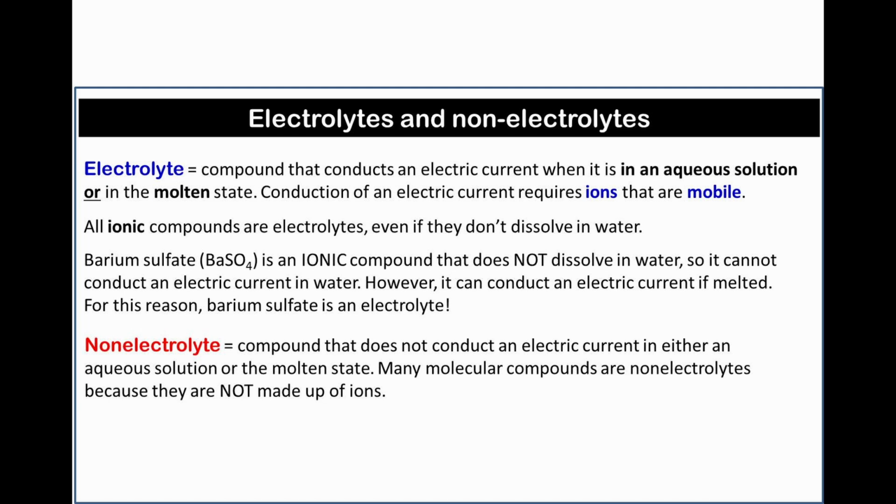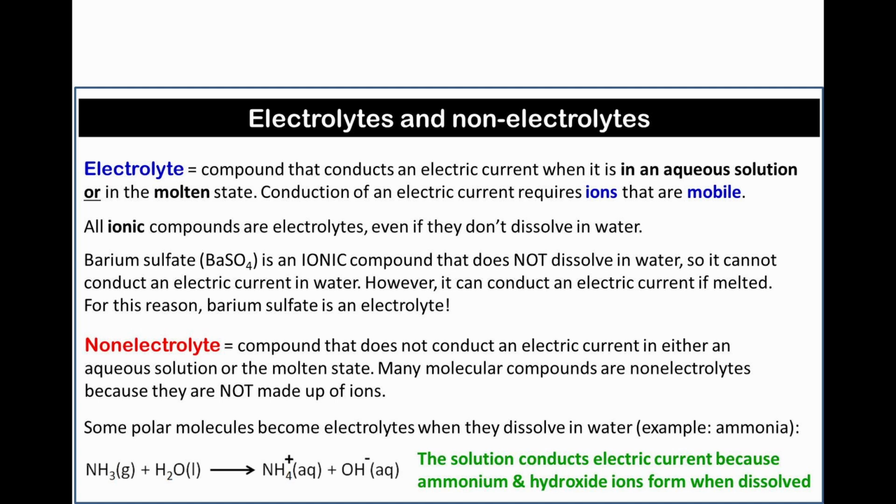A nonelectrolyte is a compound that does not conduct an electric current, in either an aqueous solution or the molten state. Many molecular compounds are nonelectrolytes, because they are not made up of ions. Some polar molecules become electrolytes when they dissolve in water. A good example is ammonia. An ammonia solution conducts electric current, because ammonium and hydroxide ions form when dissolved.